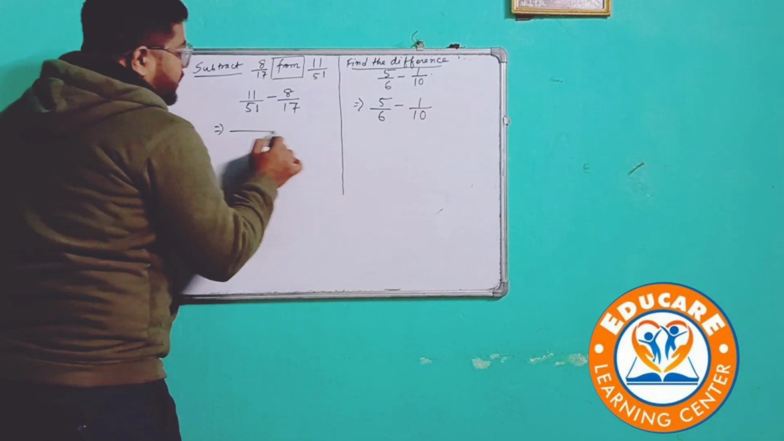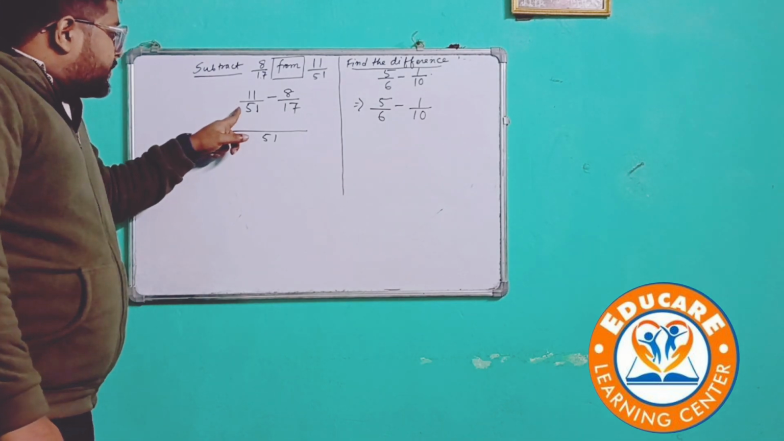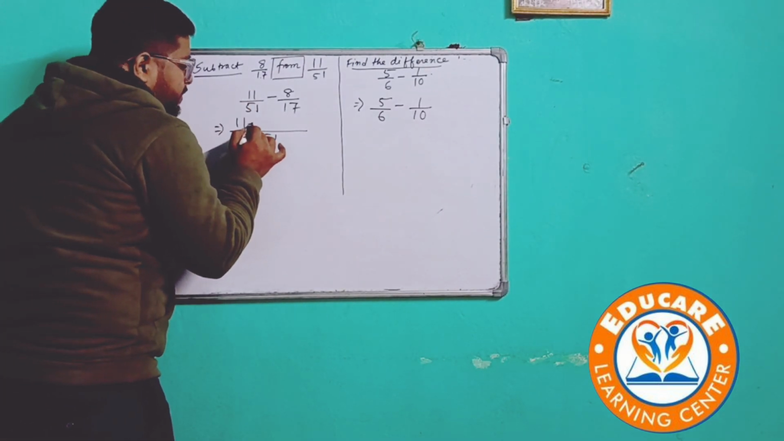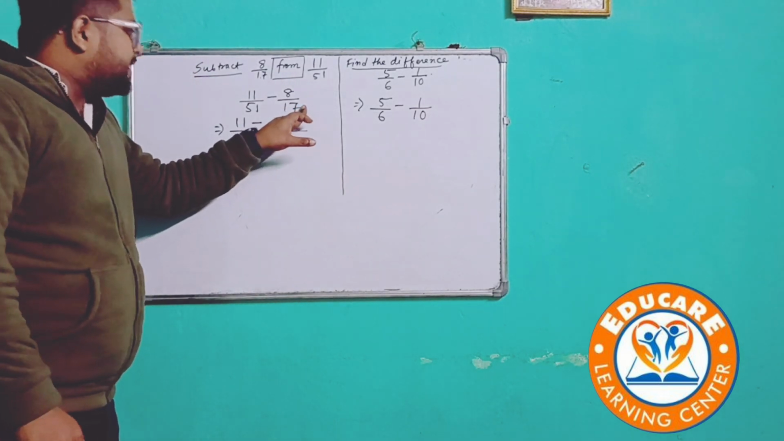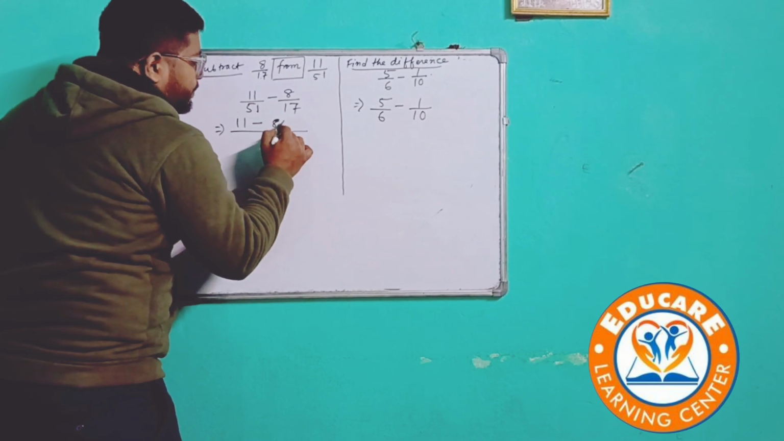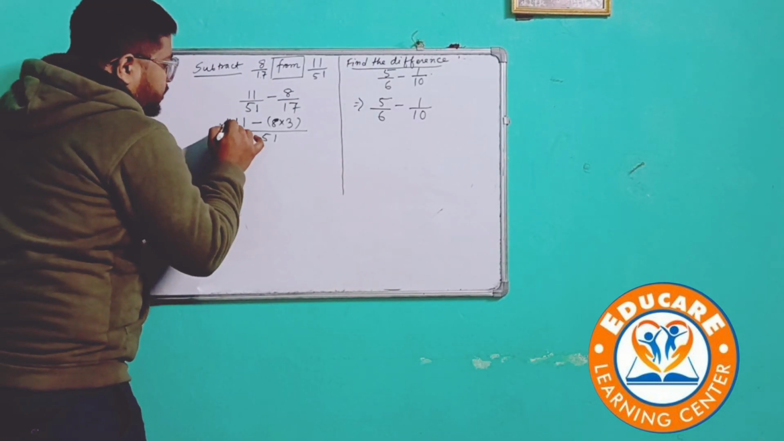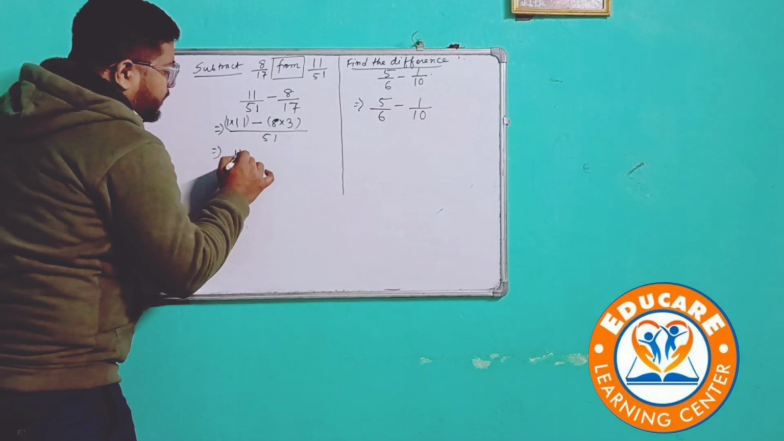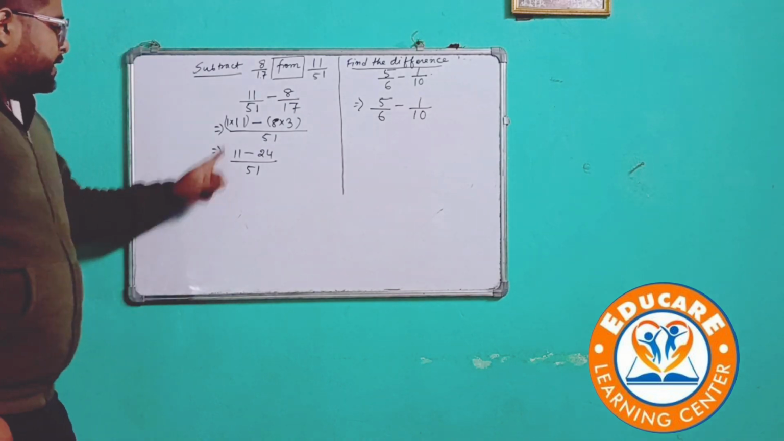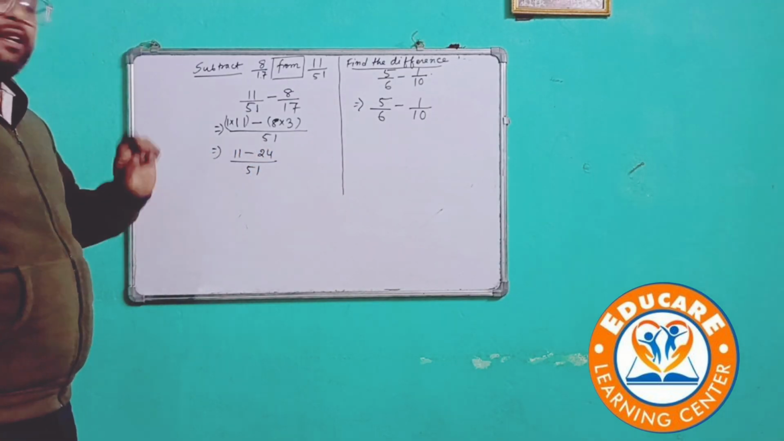We take the LCM of 51 and 17. The LCM is 51. Now in the table of 51, how many times does 51 go into 51? 1 time. So 1 into 11 is 11, minus. In the table of 17, how many times in 51? 3 times. So 8 into 3. Now we can write 11 minus 8 threes is 24 by 51. 1 times 11 is 11 and 8 threes are 24. So 11 minus 24 by 51.